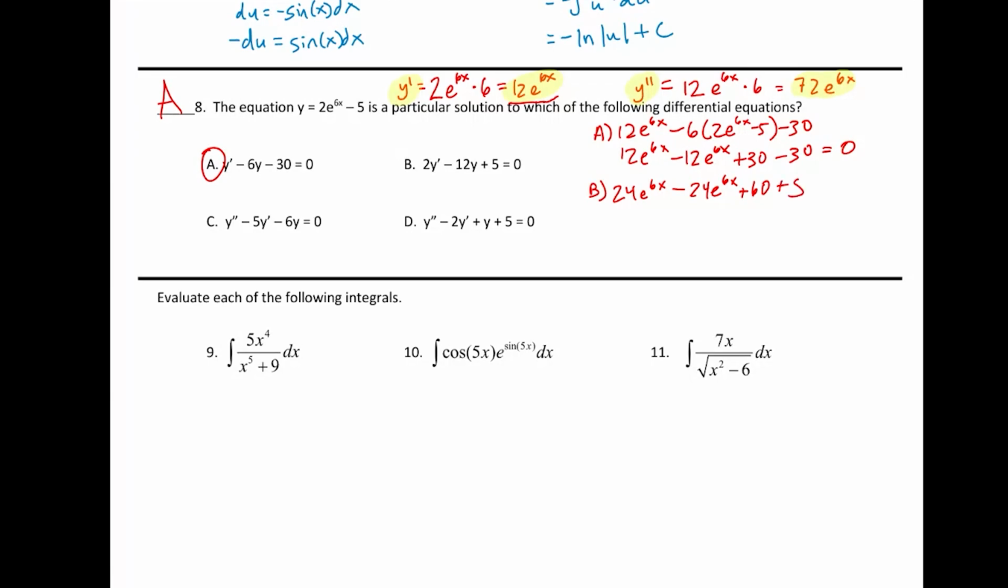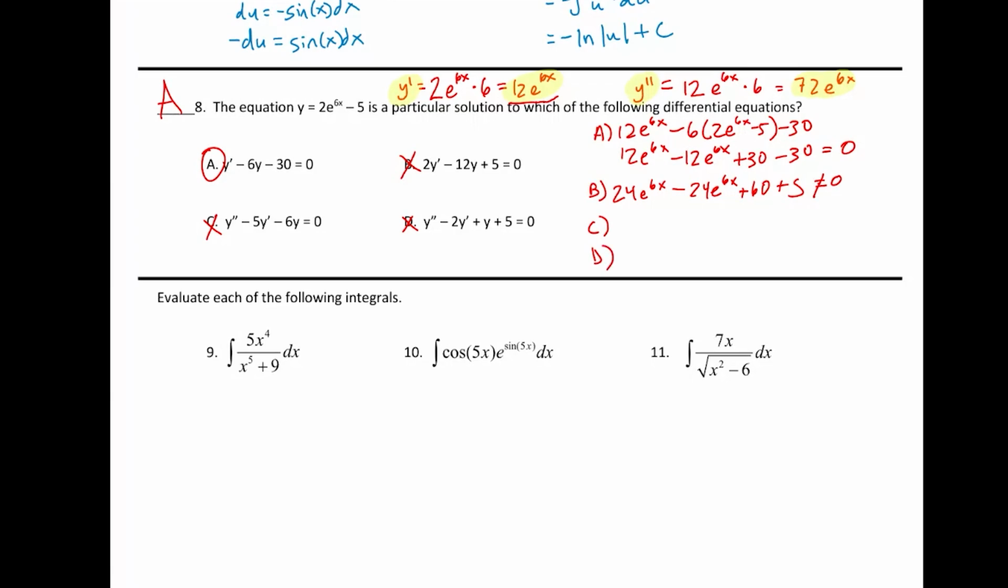Okay, so it looks like the 24 e to the x are going to cancel out, but 60 plus 5 does not equal 0, so it's not going to be B. Okay, so just to save a little bit of time here, this is going to be how you check each of the answer choices. And I'm going to just go ahead and verify this, not C and D, but you really should go through and check those.